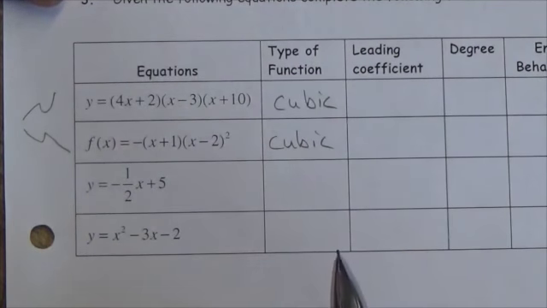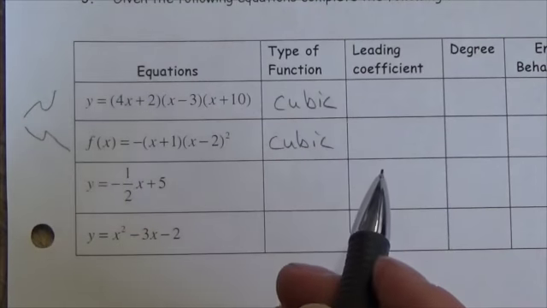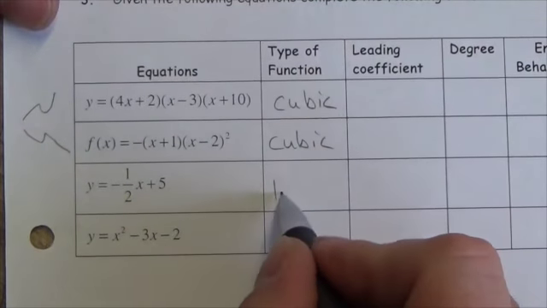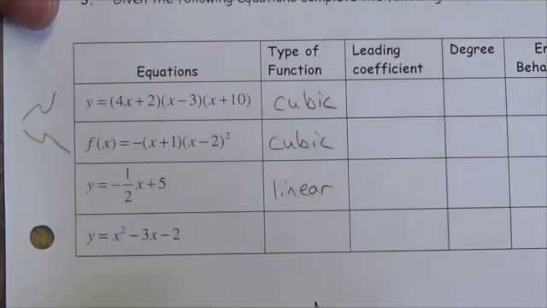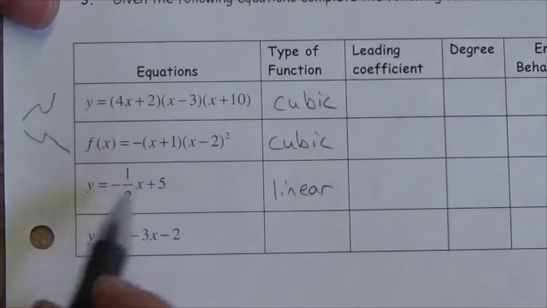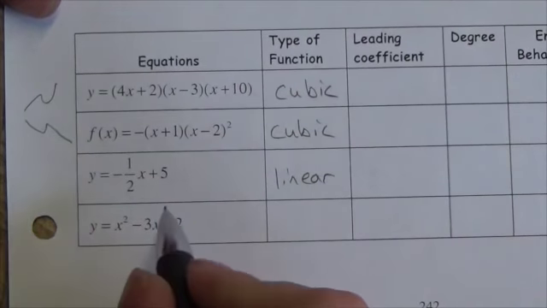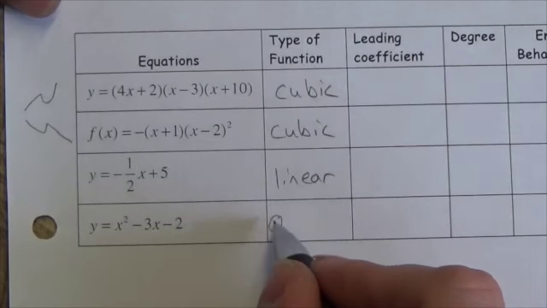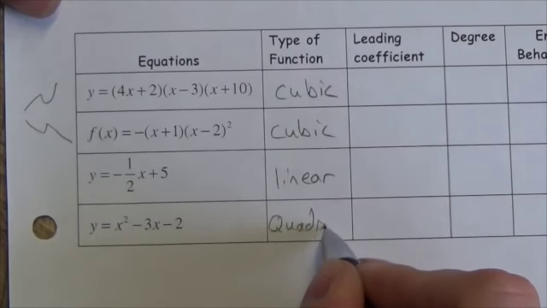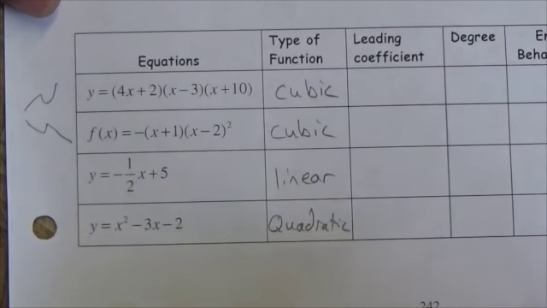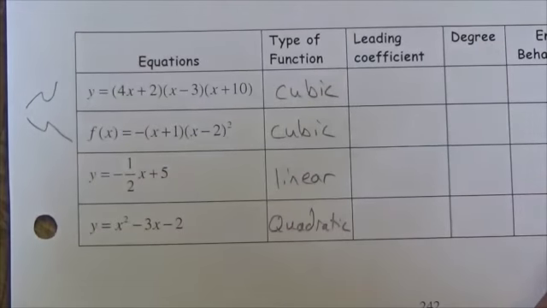This one here has got a degree of 1. Okay? And that makes this a linear function. And here, this one's all nicely expanded out for us. The degree is 2, so this is quadratic.